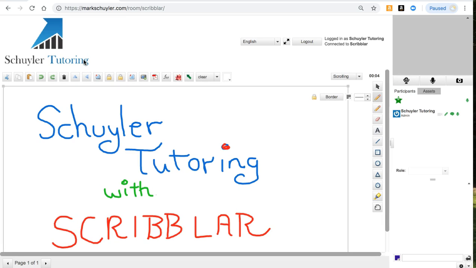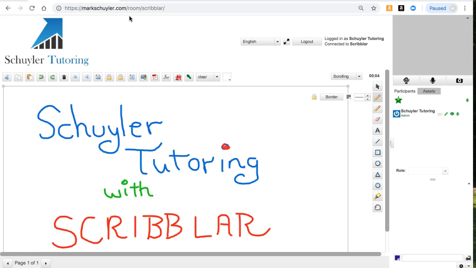I'm going to be using my Scribbler whiteboard today to show you the most important math strategy for the SAT and ACT. I call it the picking numbers strategy. A rose by any other name would smell as sweet. Sometimes it goes by different names, but let's just call it the picking numbers strategy.